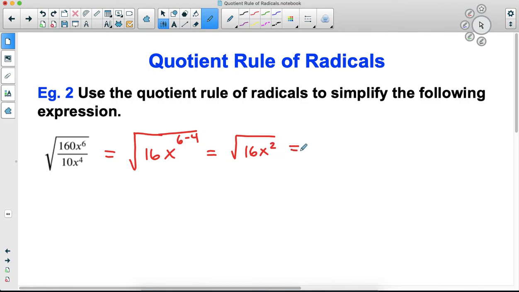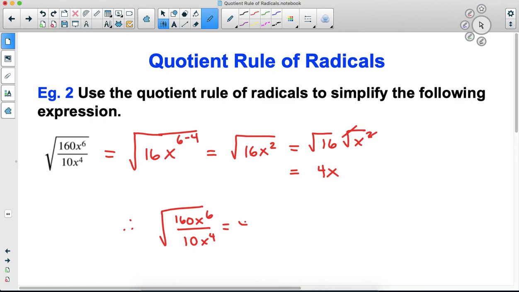Now, we're going to use the product rule of radicals to rewrite this radical of the product as a product of radicals. So we're going to have the square root of 16 times the square root of x squared. Keep in mind that the square root of 16 is equal to 4, so we can actually rewrite that as 4. And the square root and the square cancel out, so this is just x. Therefore, we can conclude the following. We can say that the radical of 160 x to the 6th divided by 10 x to the 4th is equal to 4x. So that's how we can actually use the quotient rule of radicals to simplify expressions.